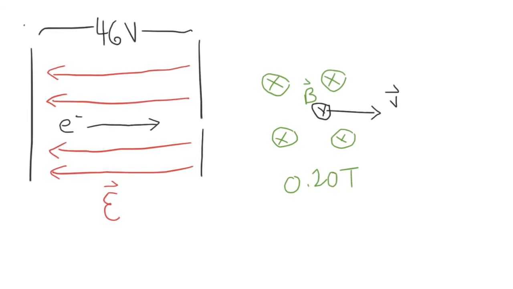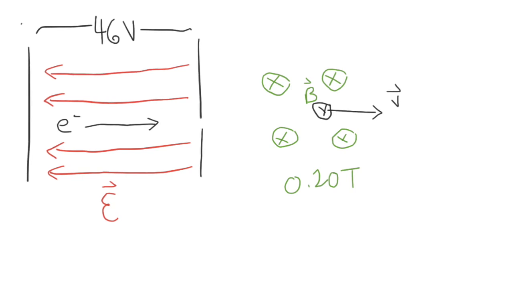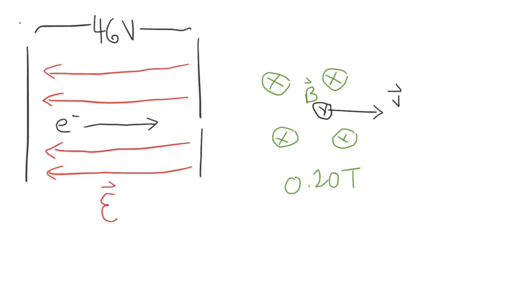That's the velocity vector of the electron as it's leaving here. I'm just going to draw it here for the sake of simplicity. And then my magnetic field is this way. Okay, so it's going to be that way.